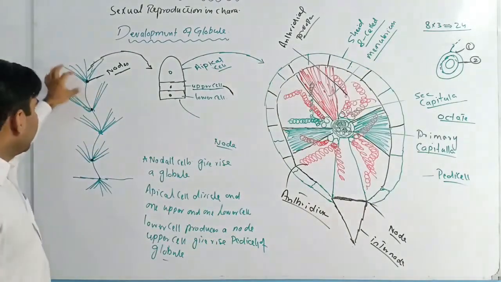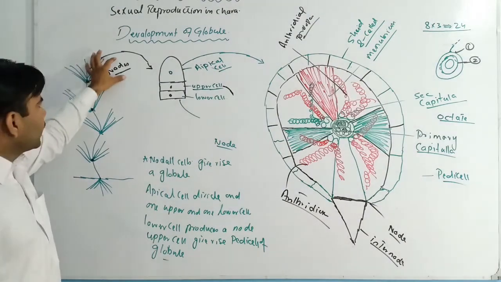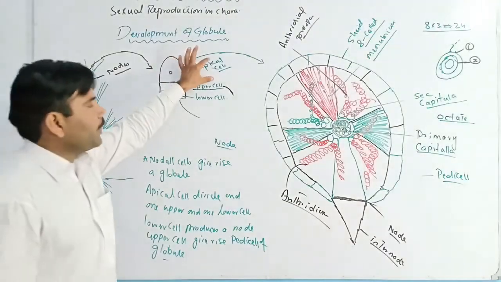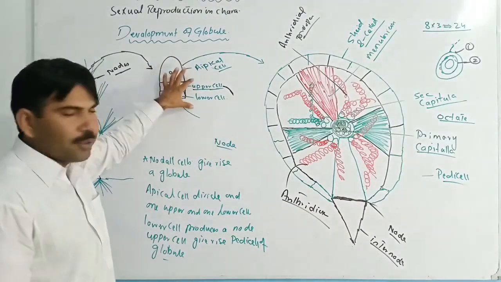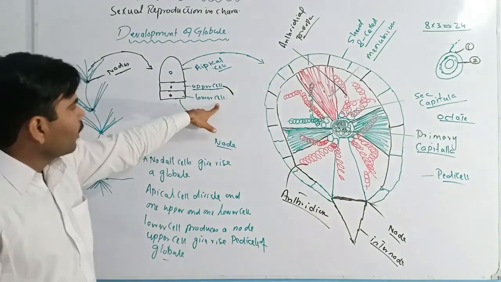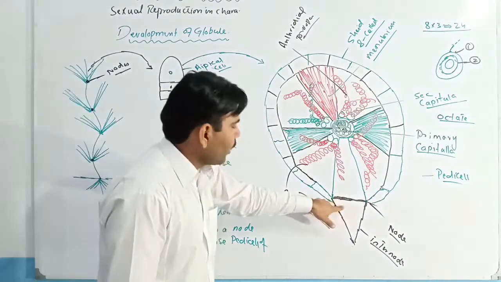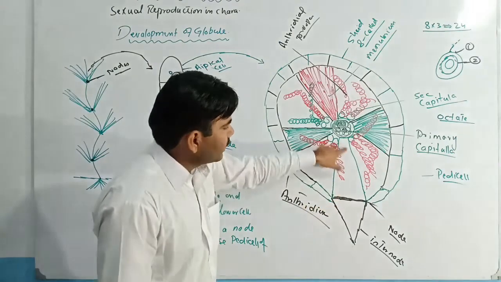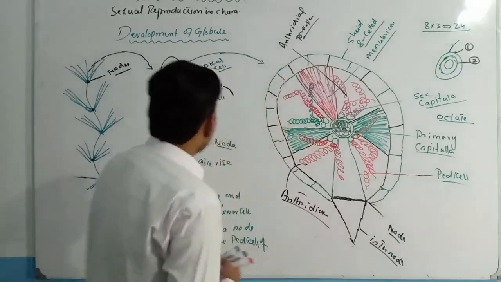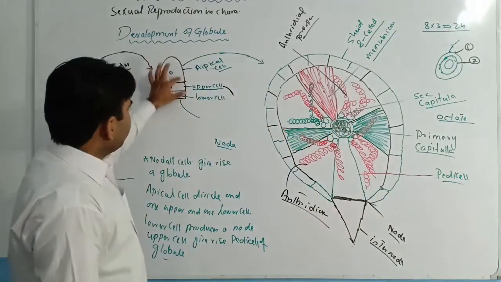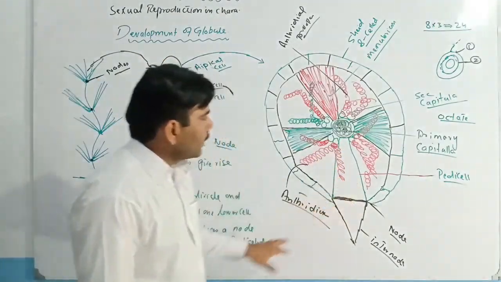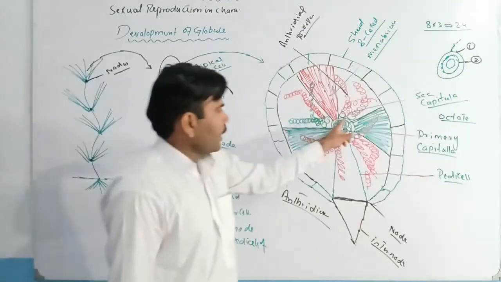This is the body of Chara, and this is the node. Some nodal cells give rise to a structure or are converted into an apical cell. This apical cell divides and produces two cells, an upper cell and a lower cell. The lower cell will give rise to a node, and the upper cell gives rise to this structure, known as the pedicel. And still the apical cell is present, unchanged or undivided.